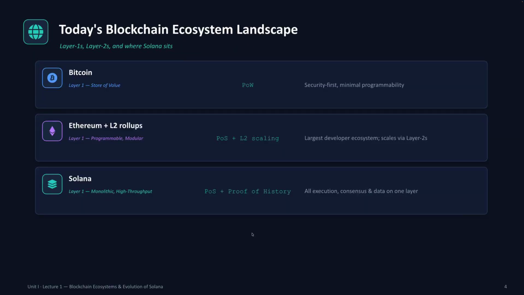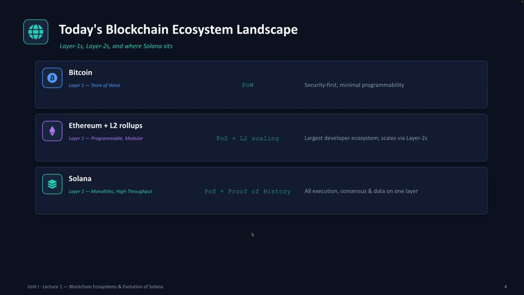You may have heard about layer 1 blockchain, layer 2 blockchain. Let us try to understand amongst layer 1, layer 2, where actually Solana sits. First, as soon as we hear the term blockchain, the first and foremost thing that comes to our mind is Bitcoin. So Bitcoin is an application of blockchain technology. It is a layer 1 blockchain which uses the proof of work consensus algorithm.